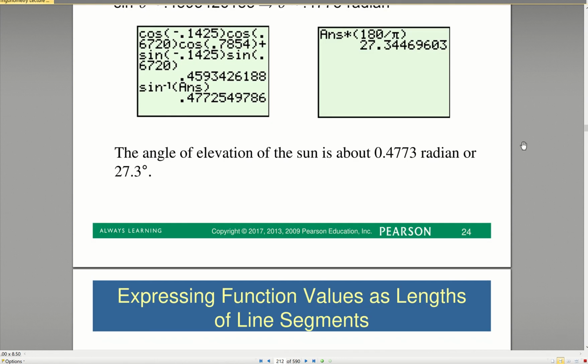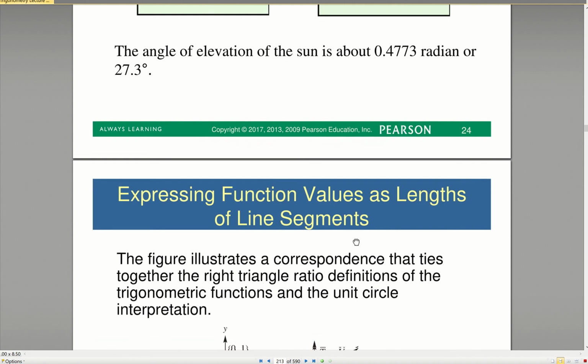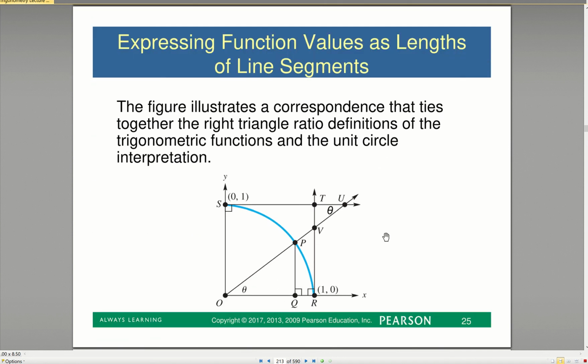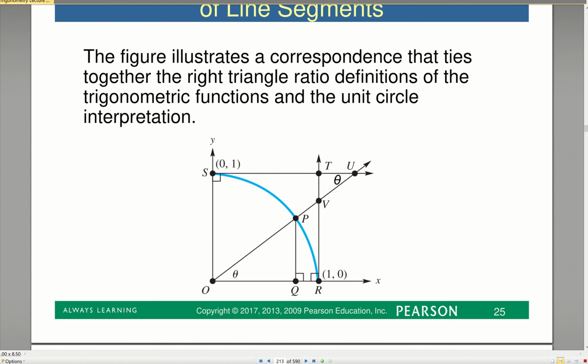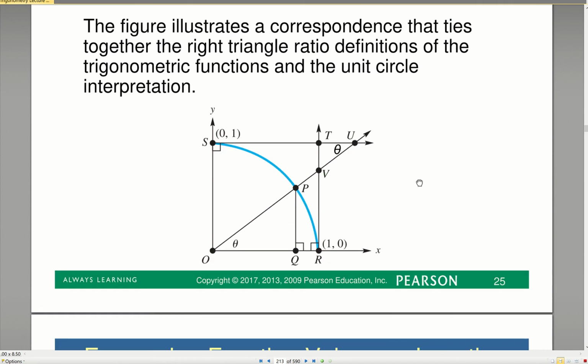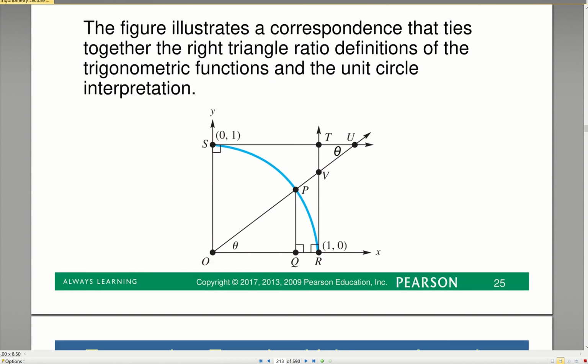All right, I know this has been a long section, so you've been good troopers. Hang in there, we're almost done. Now, there is a really nice geometric interpretation of the unit circle.